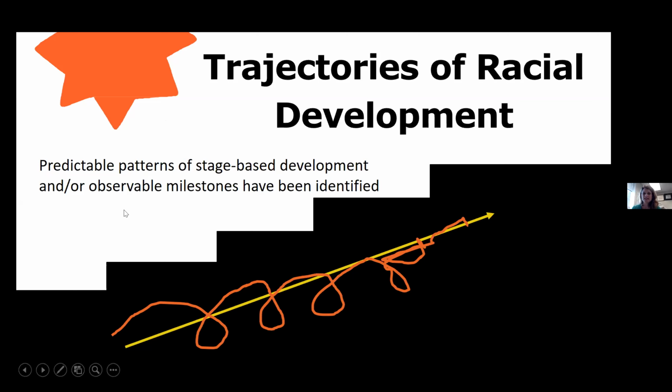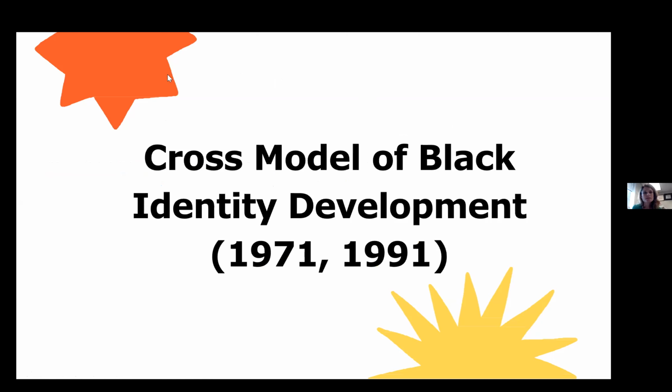And each stage, we're going to spend quite a bit of time talking about the stages, but in a very broad sense, a stage is going to have certain beliefs, certain feelings, certain behaviors that have to do with how someone understands themselves as a racial being. So the first model that was developed was a model of Black identity development.